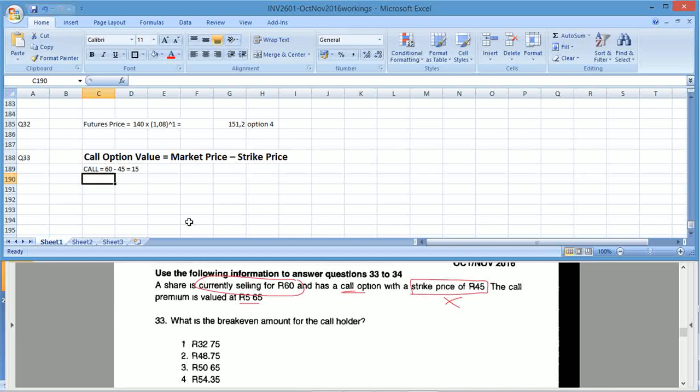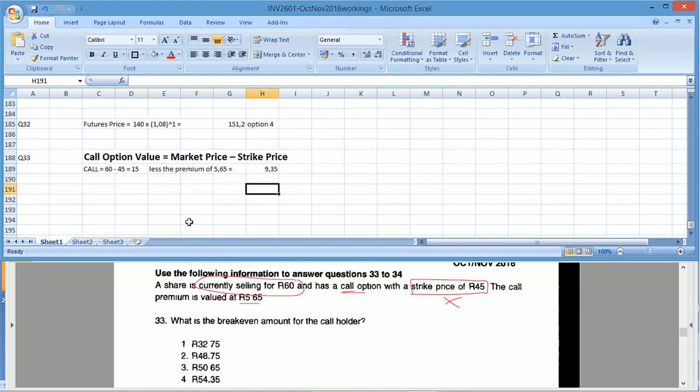So they want to know what is the break-even amount for the call, meaning I ended up with 0. But I paid, so then less the premium of 5 Rand 65. Okay, so the call is currently in a profitable situation because 15 minus 5.65 gives you 9.35. So the call is actually profitable currently. They want to know what the break-even amount is.